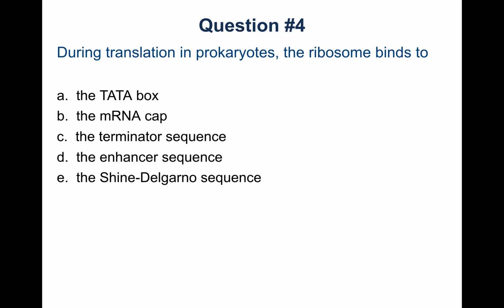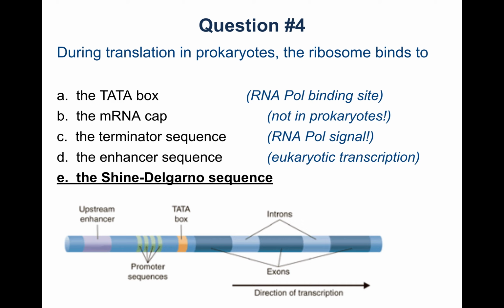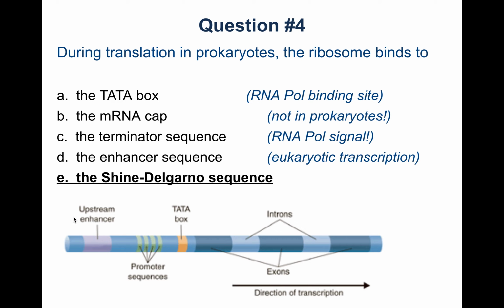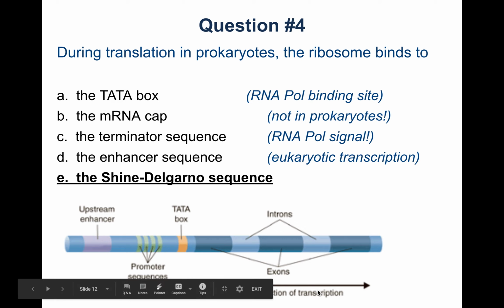All right, during translation in prokaryotes, the ribosome actually binds to the Shine-Dalgarno sequence. This is a little fuzzy. So the TATA box and the enhancer sequence, I have a little picture here that's not that great, sorry. These are actually involved in transcription.